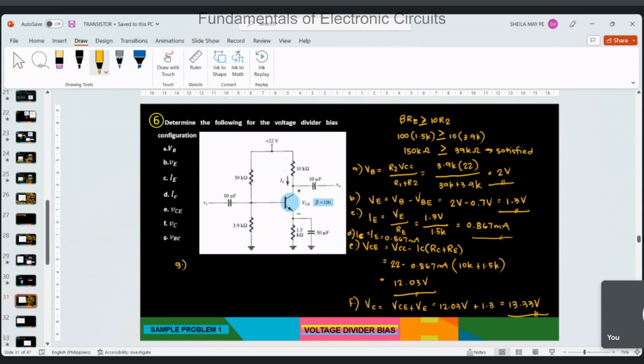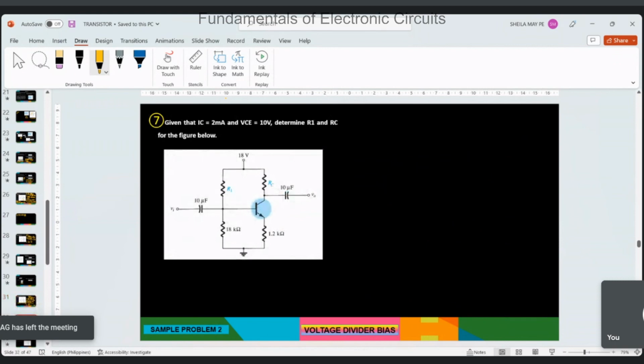And for our VBC, yeah, VB minus VC. Now for our VB, that would be 2 minus 13.33. So this would be negative 11.33 volts. Paano ra, class? Yes, Miss.